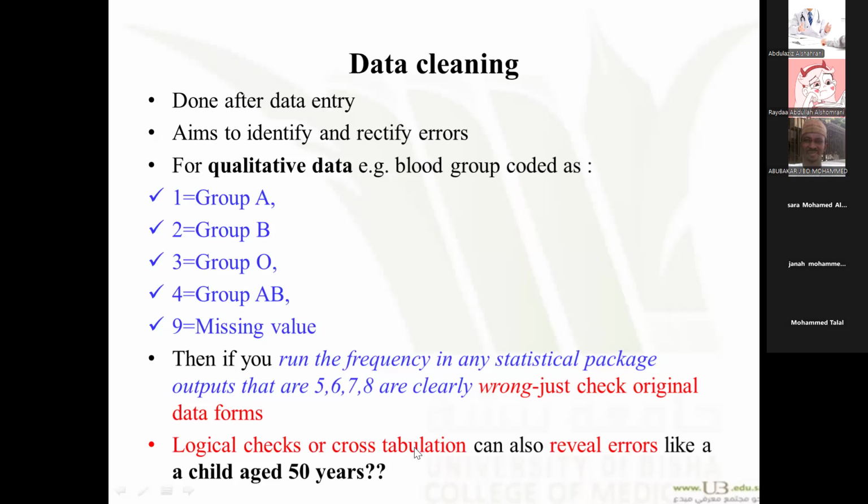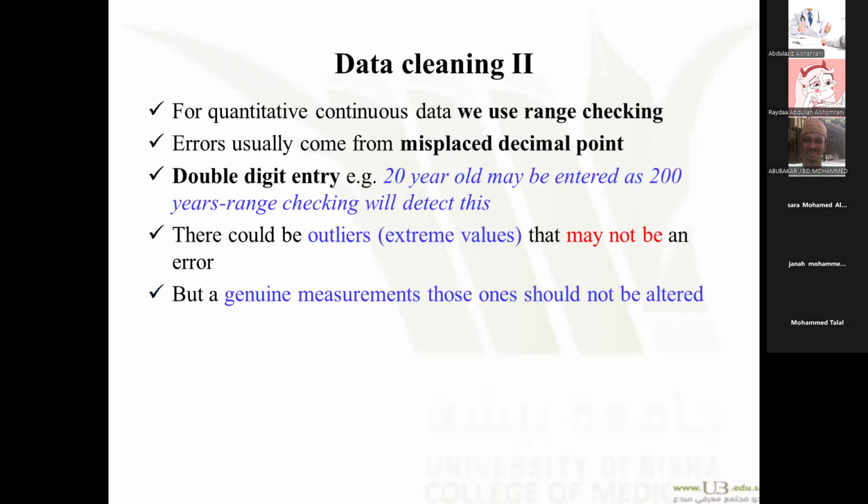Another way of revealing errors, for example, if you're going through Excel data or SPSS data, you discover that this is a child. You say it's a child, yes. And how old is this respondent? You say it's 50 years. How can a child be 50 years? So these are some of the ways you do data cleaning to ensure that your data is ready.